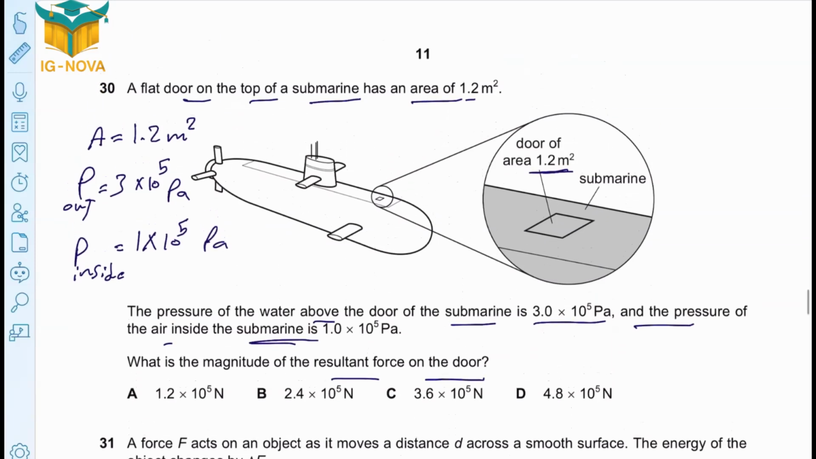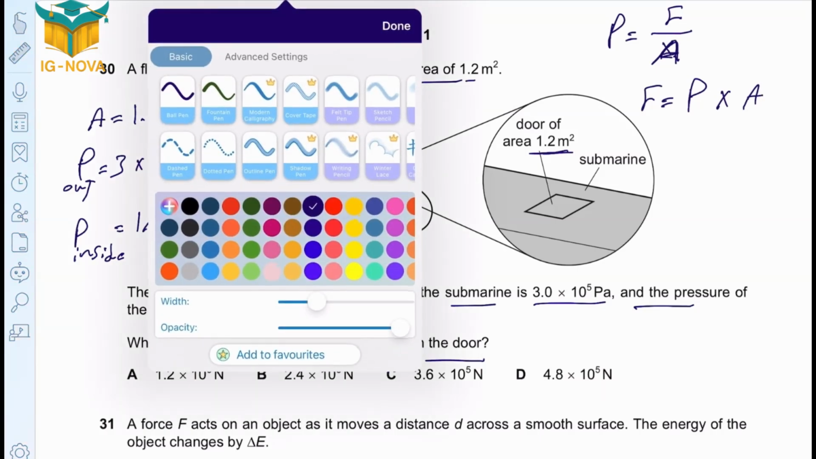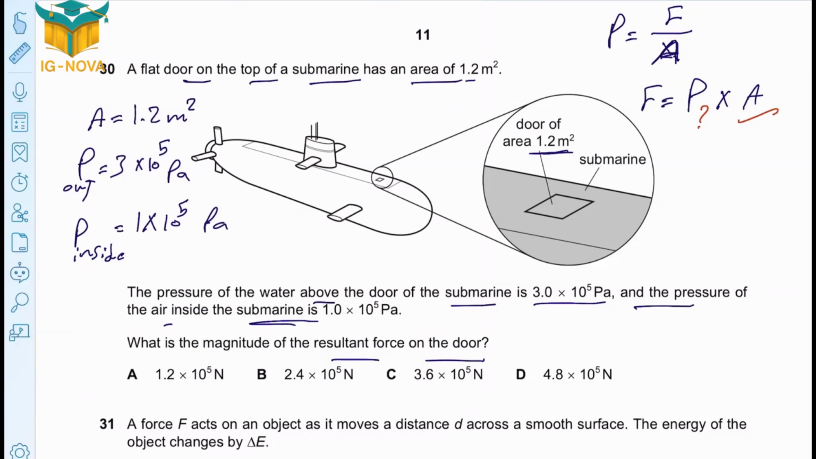Look with me. According to the relation, pressure equals force over area, so force will be pressure times area. I have the area but not the pressure. Will you use the outside or the inside pressure? Neither: while there are two opposing pressures, I'll take the effective pressure. The effective pressure from outside and inside is delta P, which is 3 times 10 power 5 minus 1 times 10 power 5. On the calculator it will be 2 times 10 power 5 Pascal.